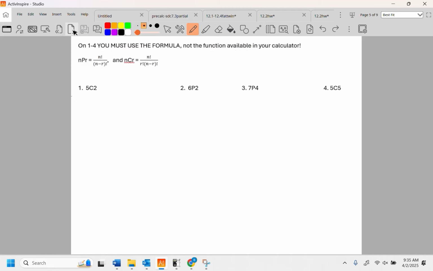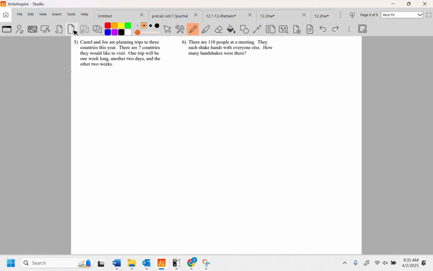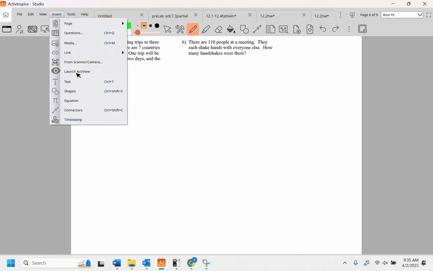So I'm not going to do any of these because I should have caught these with you in class. Here's 5 and here's 6. They're both either permutations or combinations.